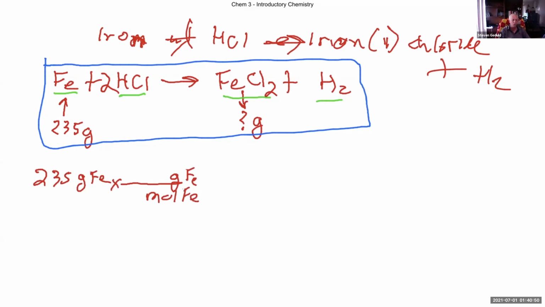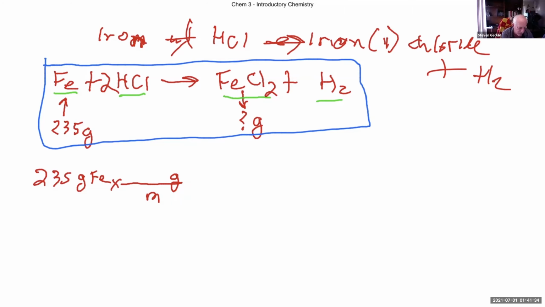So one mole of iron weighs how much? Look at your periodic table. 55.85, right? So let's use the whole thing, 55.85. And I wrote that completely backwards, didn't I? Hold on. I broke my own rules here. I didn't look at the units because it didn't cancel. So let me erase that.